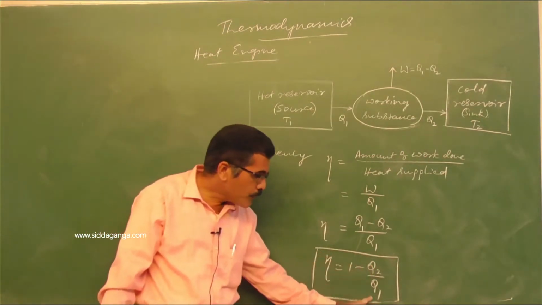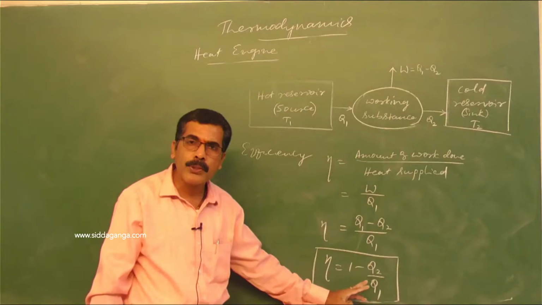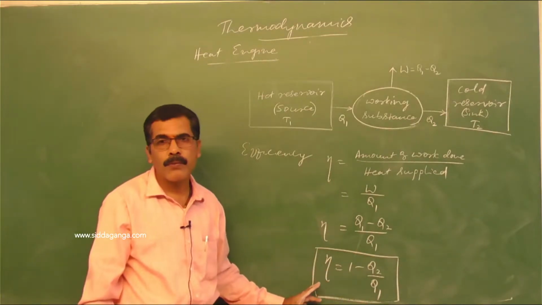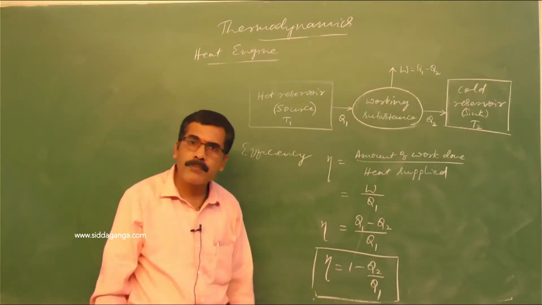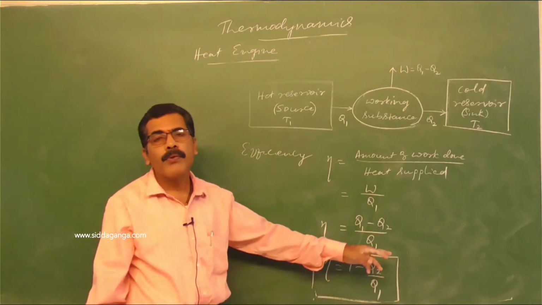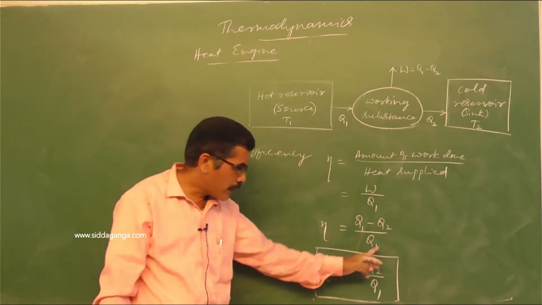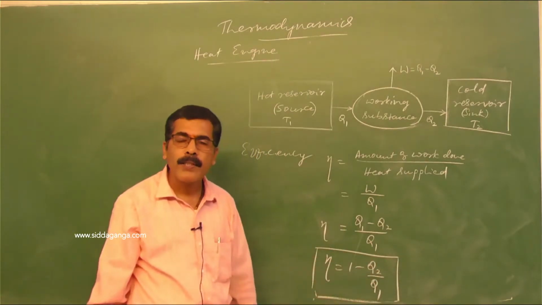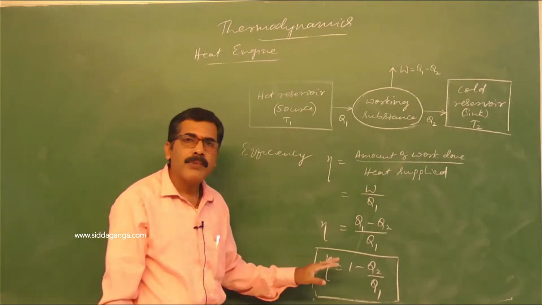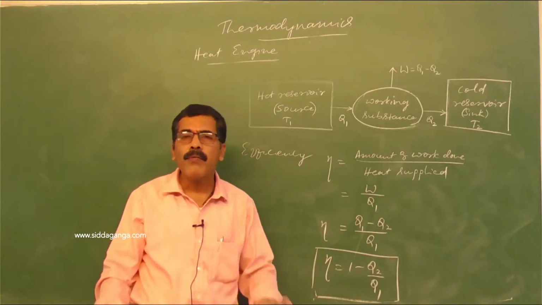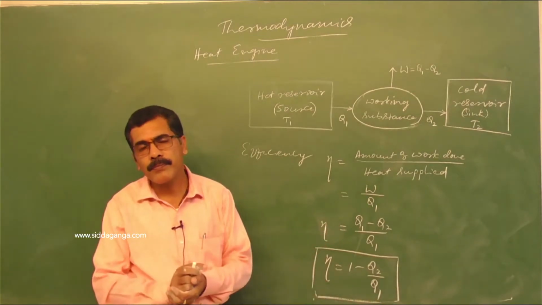If the ratio Q2 by Q1 becomes equal to 0, then the efficiency becomes 100%. If Q1 is infinity or if Q2 is 0, then this ratio will be 0. See, it is not possible. So therefore, in general, the efficiency of any heat engine will never be 100%.